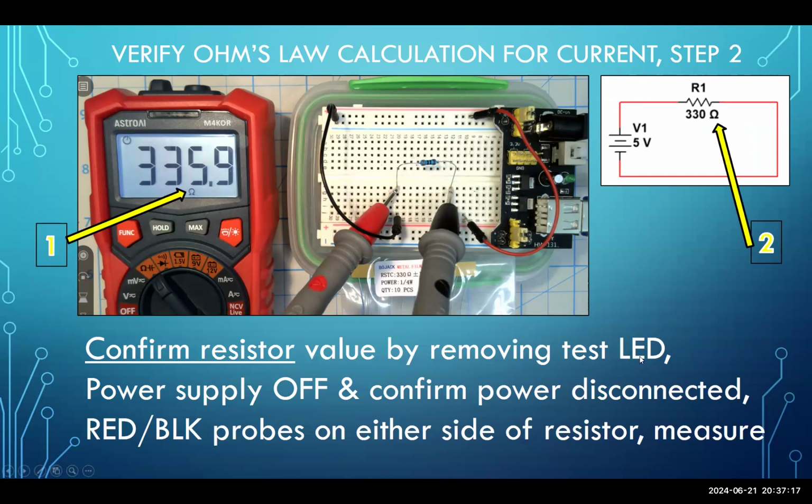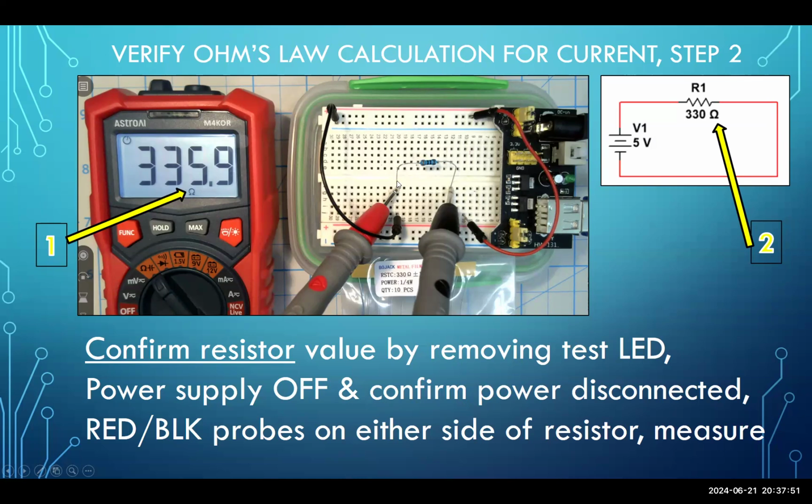First of all, remove the test LED. Is my LED off the board? Yes. Turn the power supply off. Is it off? Yes. Next, confirm the power is disconnected. Is the power disconnected? Well, look, my red jumper is on the red rail, but where's the other side of the red jumper? Row 10. Where is the resistor? The resistor's on row 12. They are separated by 2 rows. So there is no power connected to the resistor. You can't have electricity flowing through the resistor when trying to measure ohms.